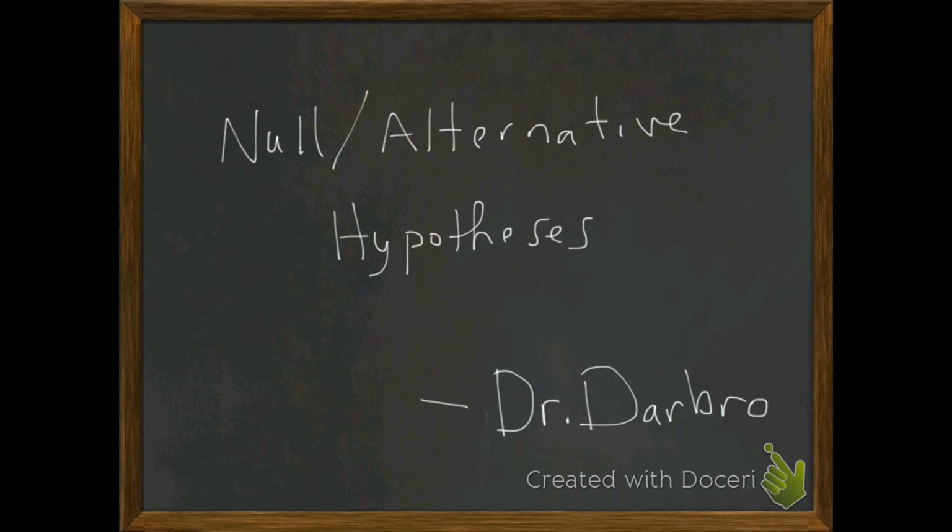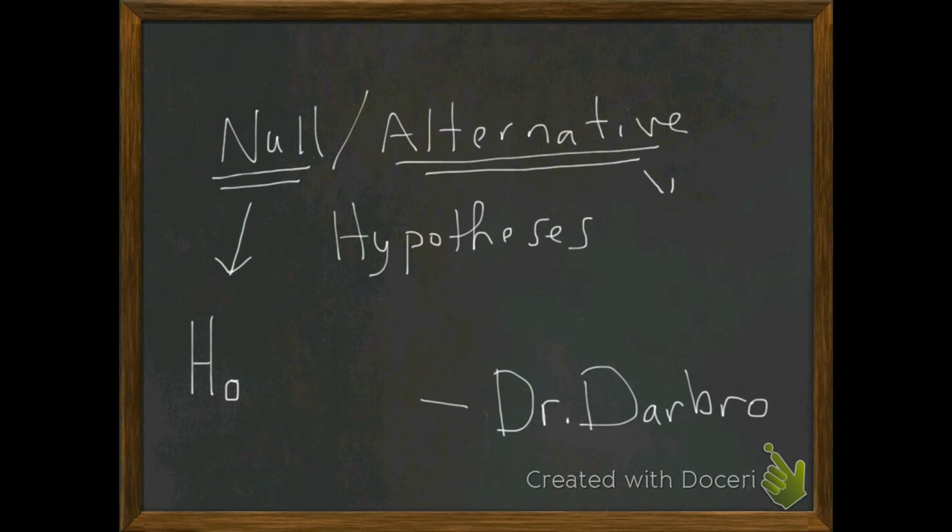alternative hypothesis. Now, from the previous video, the notation that we'll always use for the null hypothesis is H sub 0. And hopefully you remember that the notation that we set up for the alternative hypothesis is H sub A.